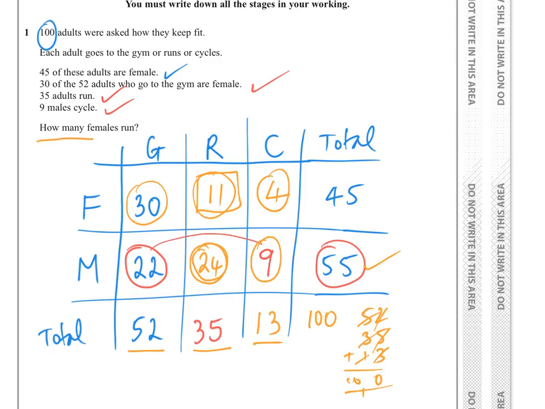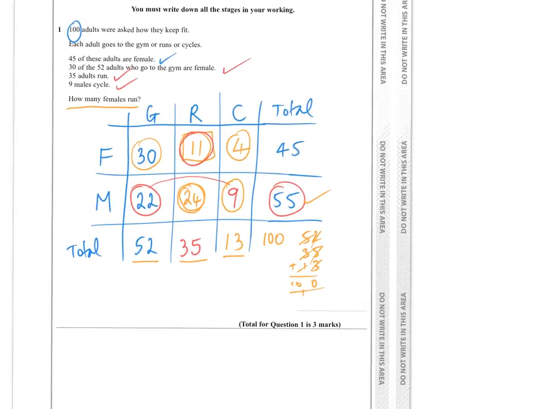It says how many females run. Well, the answer here, if I put it on the answer part, would be 11 females run. Okay, so not a bad start to the paper.